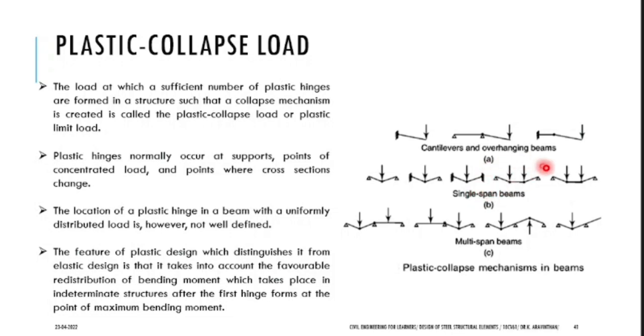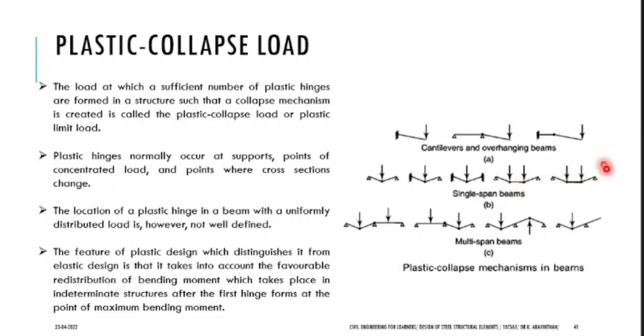Okay. Now in this case, how many hinges will be there? How many supports are here? 2 supports. Is the support fixed or hinged? Hinged support. Does a hinged support have any plastic hinge? According to the notes, no. How many point loads are here? 2 point loads. Does a point load carry hinges? Yes. So you have 2 hinges at this section.